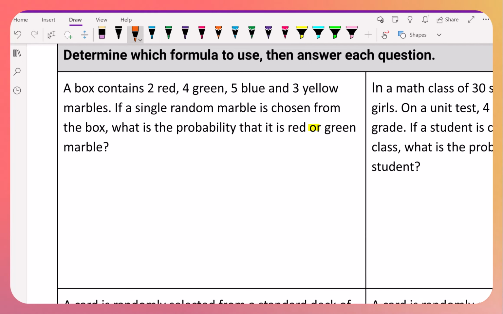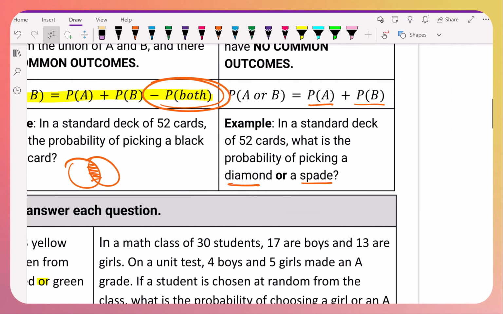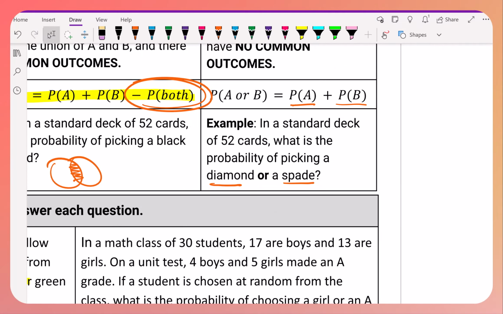So I'm going to go ahead and set it up. I'm going to say the probability of red or green. Since it's not an and, I'm not going to use a sample space. I'm going to go ahead and use the formula, but which formula should I use? Should I use this formula or the one that has the probability of A plus probability of B?